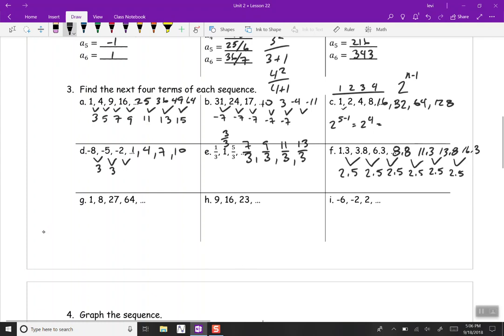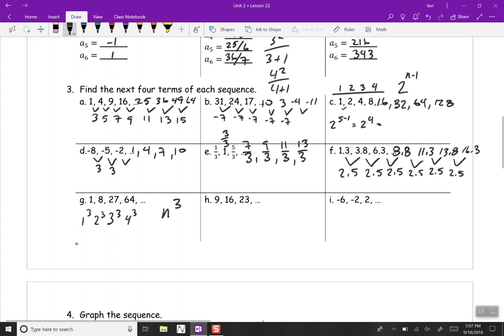This will be 2. No, let's try. How do I go 8, 27, 64? 27 is 3 cubed. 8 is 2 cubed. 1 is 1 cubed. 64 is 4 cubed. Look at that. So it's just n cubed. N cubed is our pattern here.